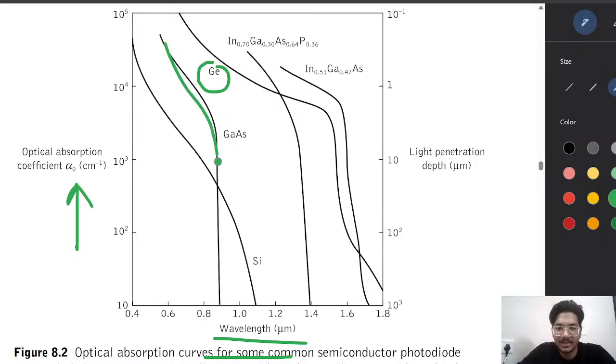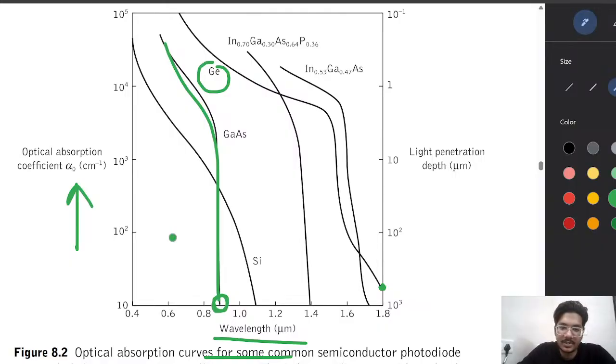So gallium arsenide has a higher band gap and a shorter wavelength. Lower band gap has higher wavelength, like this one, and the higher band gap has shorter wavelength. This is why different photodiodes have different operation.